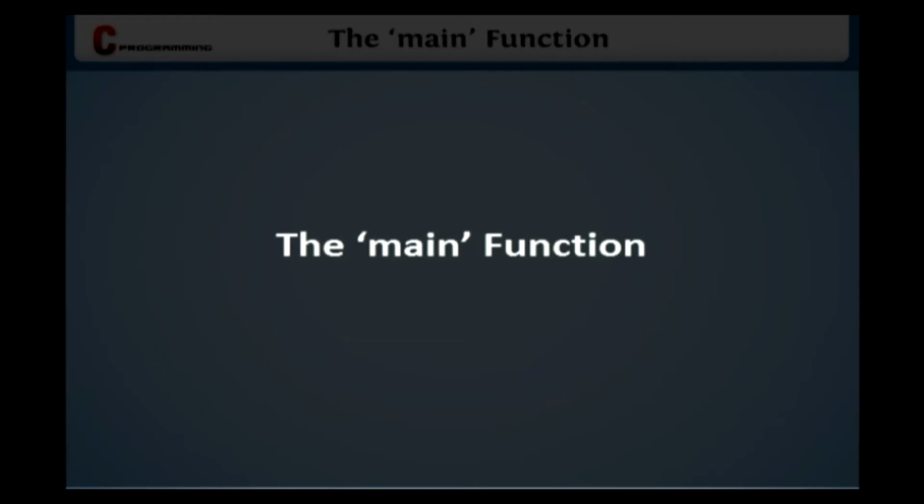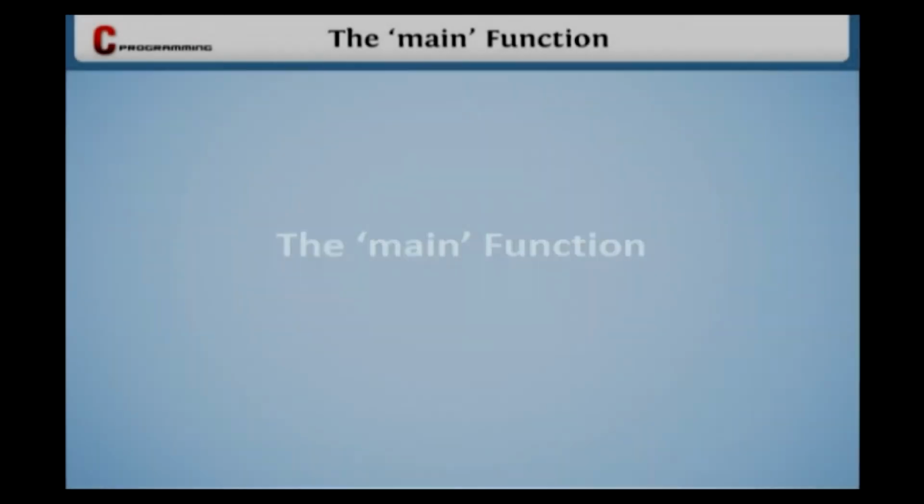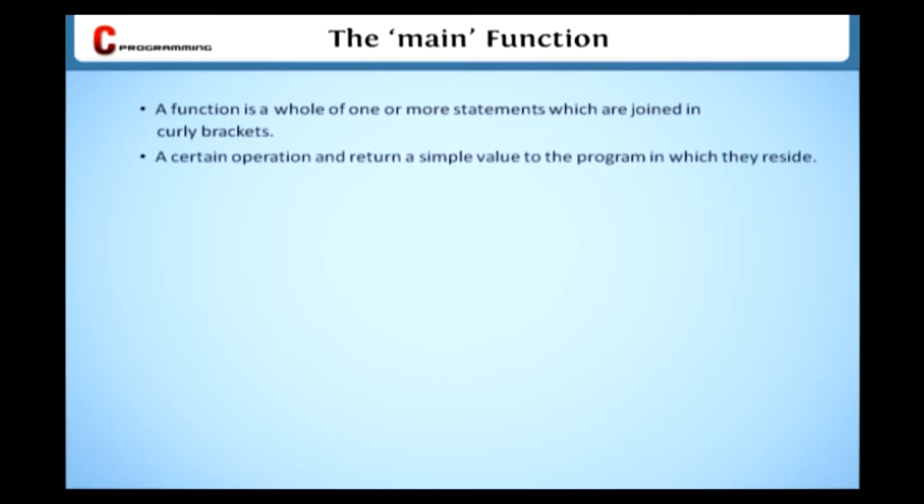The main function. A C program is composed of one or more functions. A function is a group of one or more statements, joined in curly brackets to carry out a certain operation and return a single value to the program in which they reside. It could also look like a subroutine.